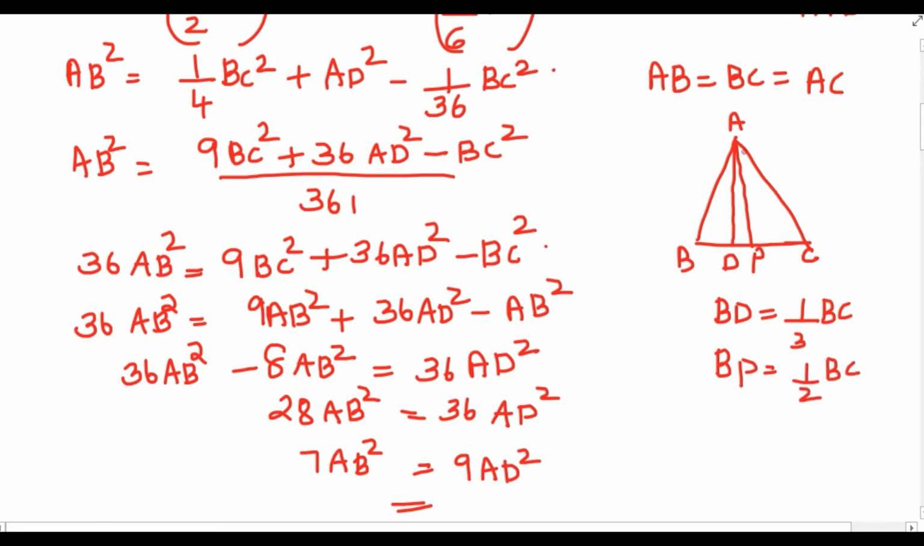Then we have taken two right triangles. One is APB and the second one is APD, and we have written the Pythagoras relation, and we have written all the remaining sides in terms of only AB and AD. Finally we got 7AB square is equal to 9AD square.